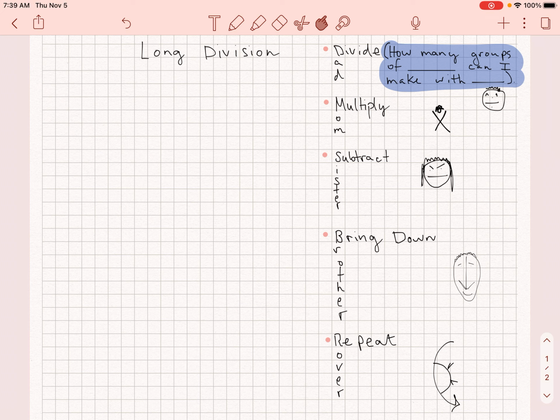Step 1, divide. How many groups of blank can I make with blank? Step 2, multiply. Step 3, subtract. Step 4, bring down, and step 5, repeat. I need to add numbers to these as well because those numbers are helpful. Step 1, step 2, step 3, step 4, step 5.